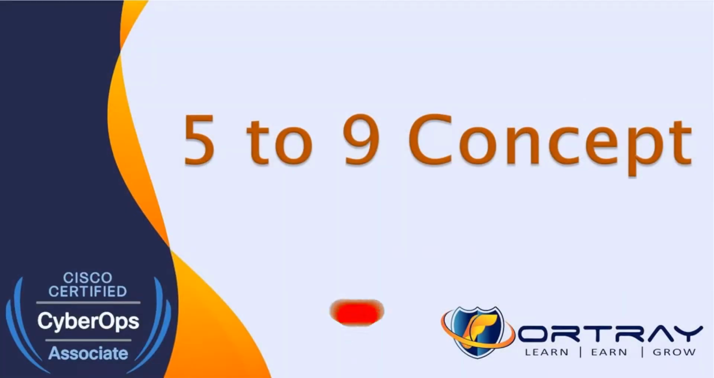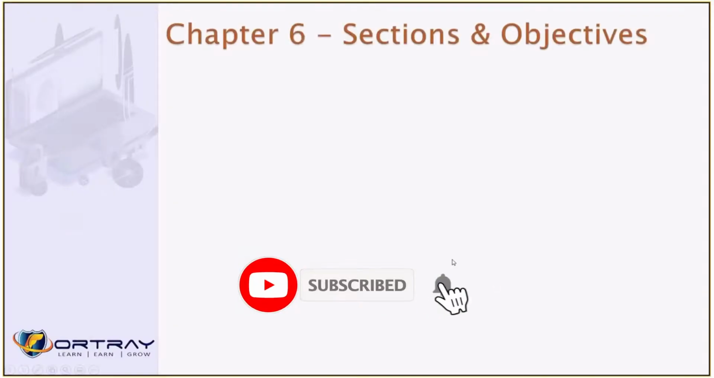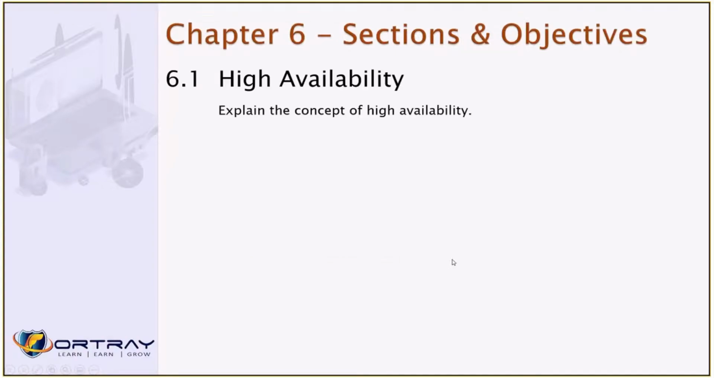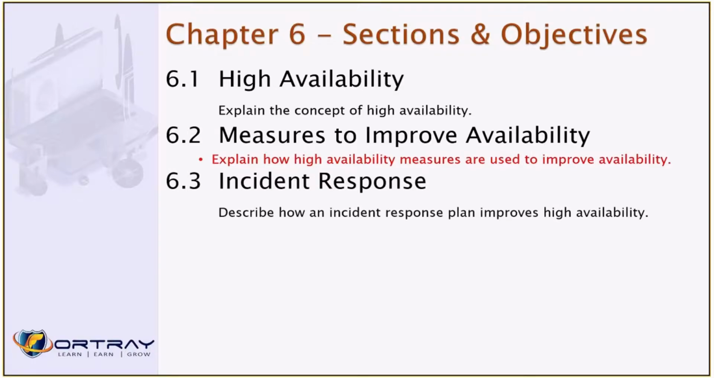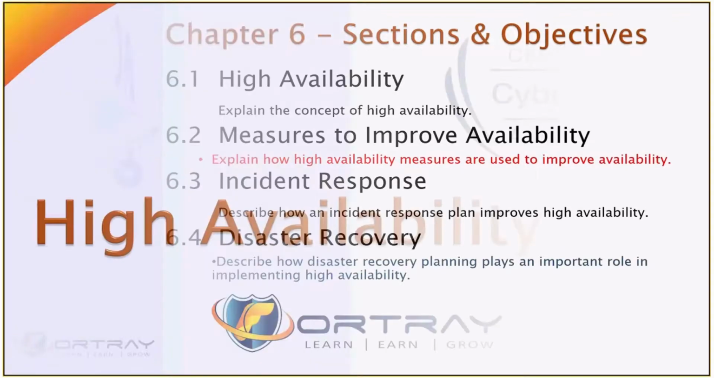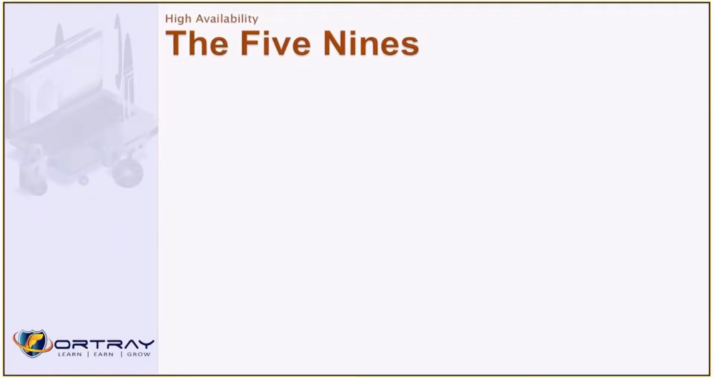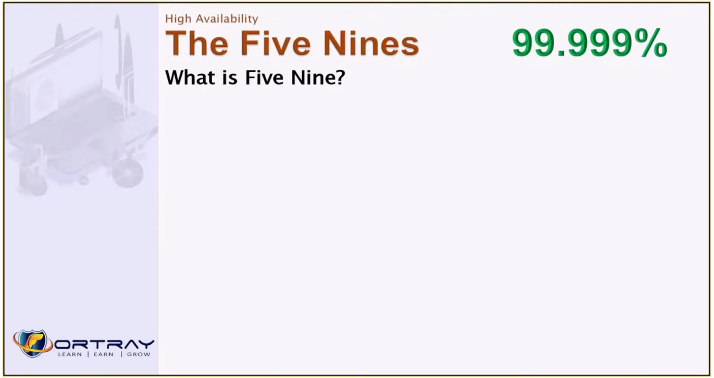So, the 5-9 concept. What do you mean by 5 to 9? High availability: explain the concept of high availability, measure the improvement, incident response, describe how an incident response plan improves high availability and disaster recovery. So first of all, high availability, 5-9, 99.999%, which means the system must be available all the time for the user.